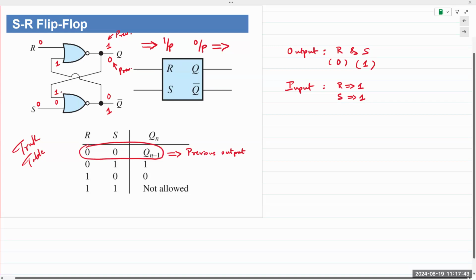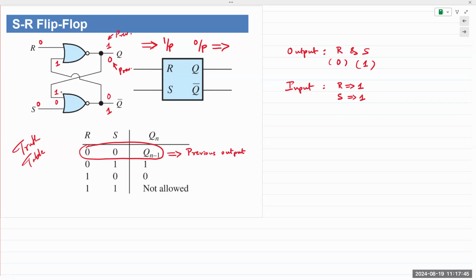So as long as R and S are both 0, the output remains the previous state. The output doesn't change. That's the point. If the output was 0 at first, it will remain at 0. If the output was 1, it will remain at 1. That's what is meant by Qn minus 1. Does everyone see that? Okay.